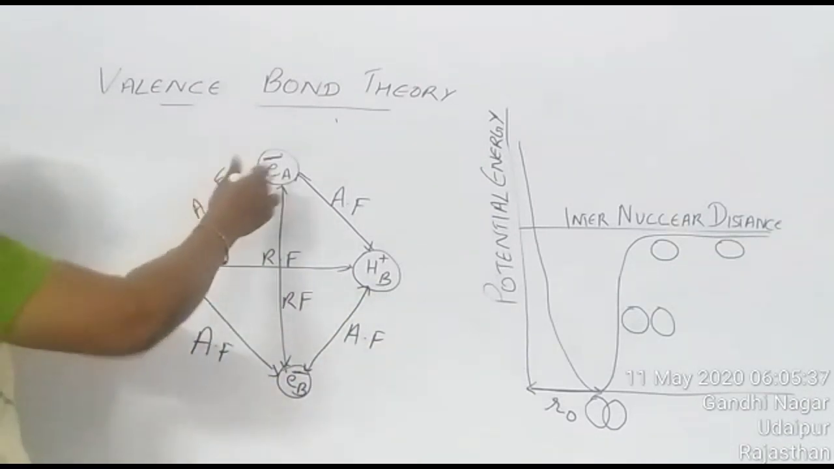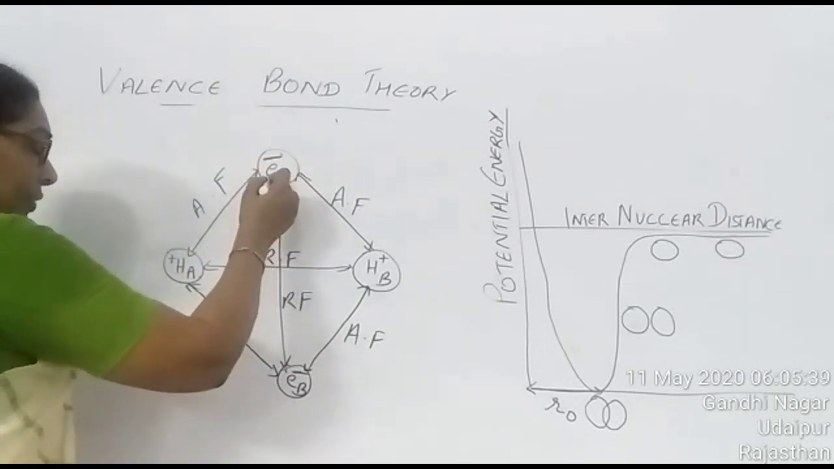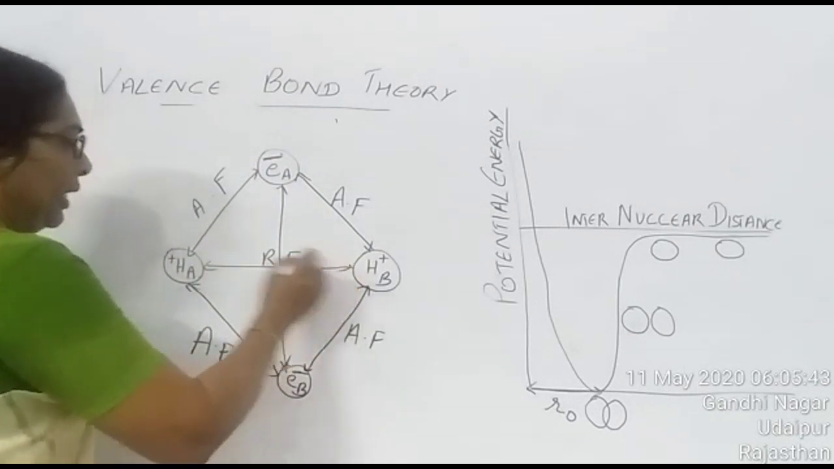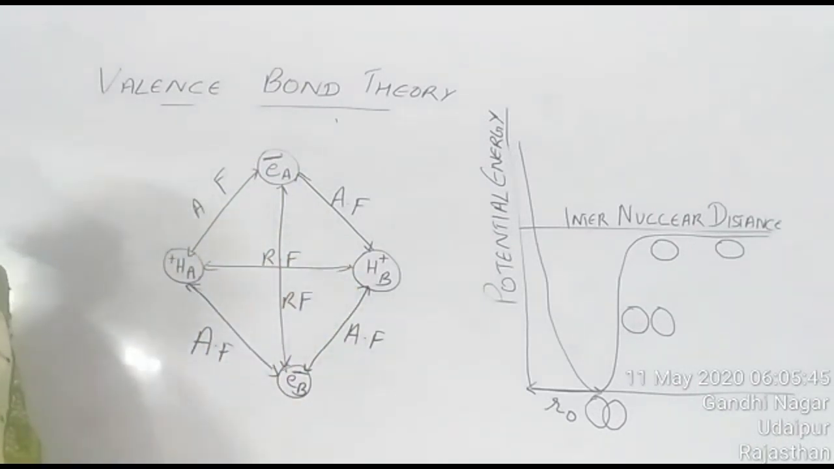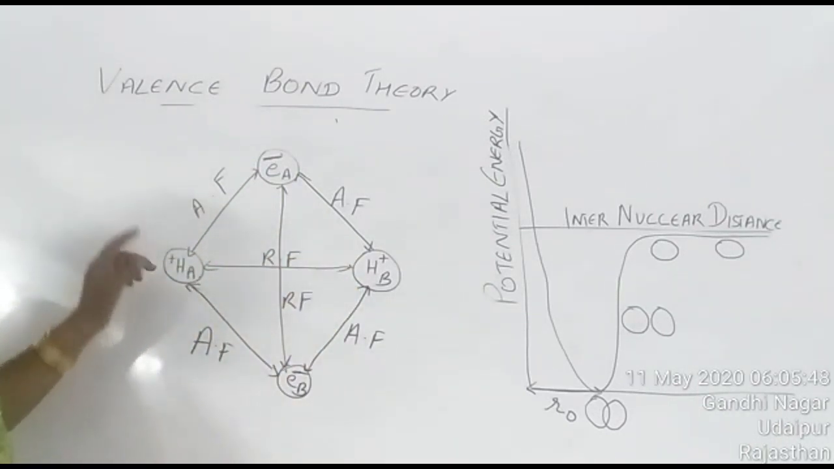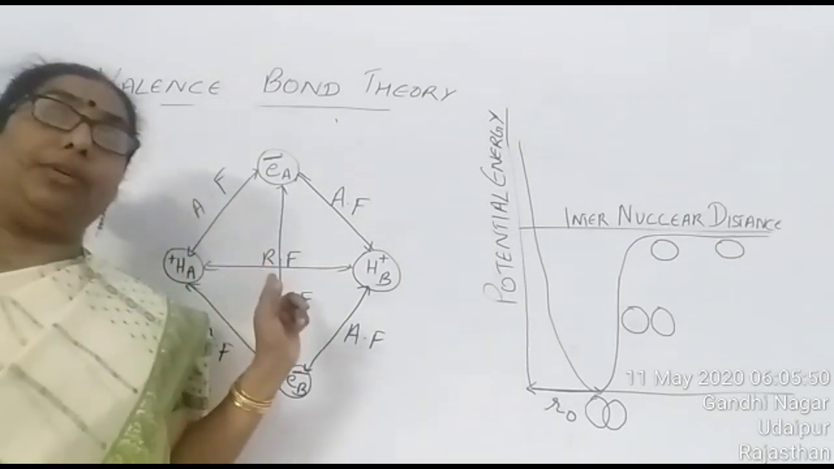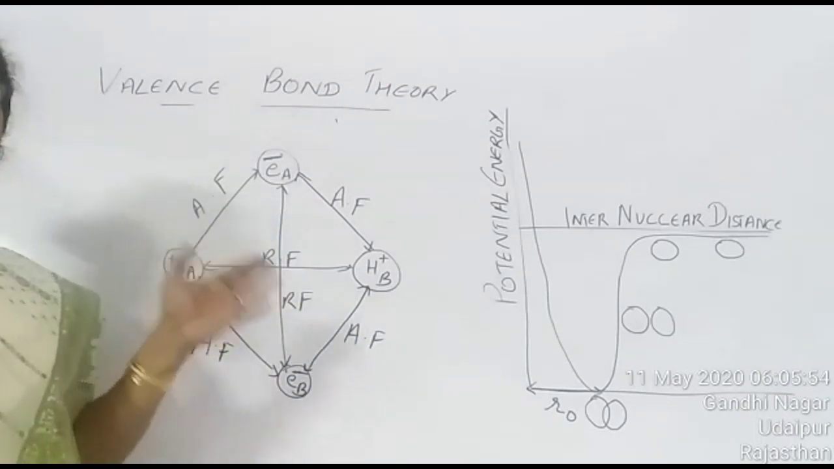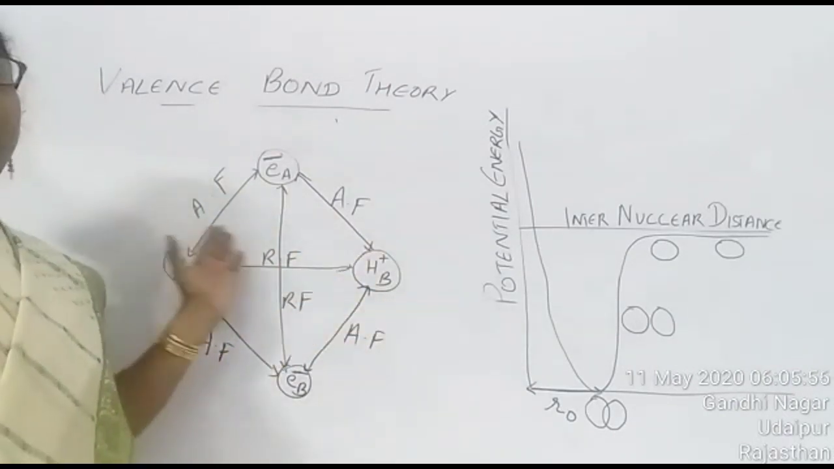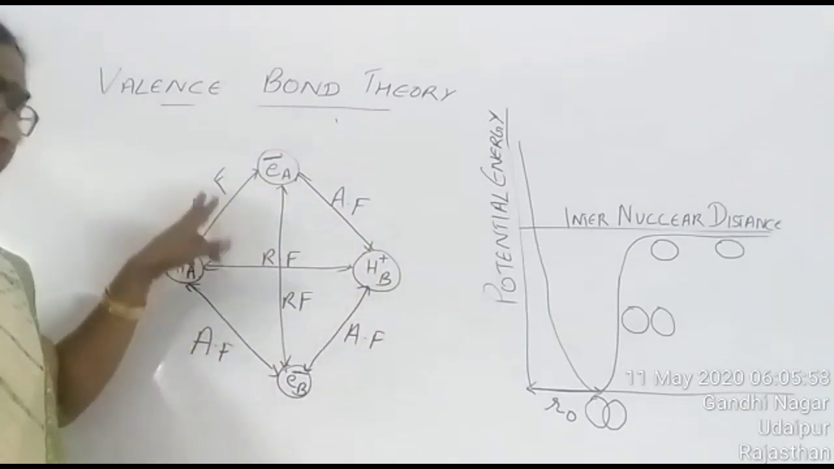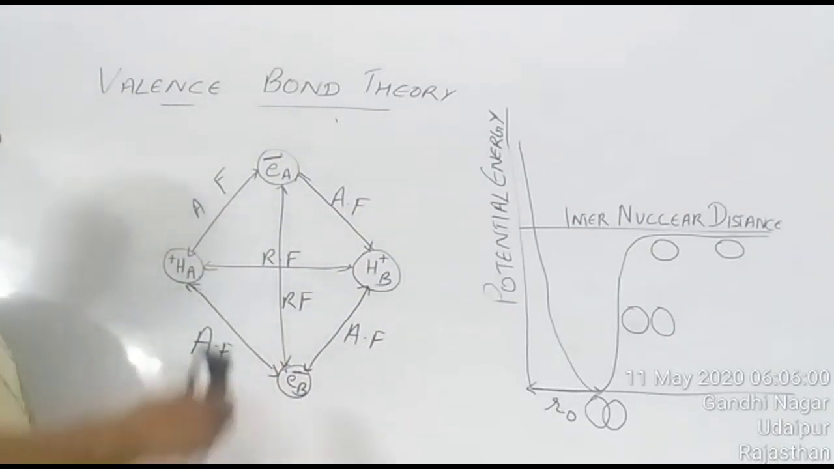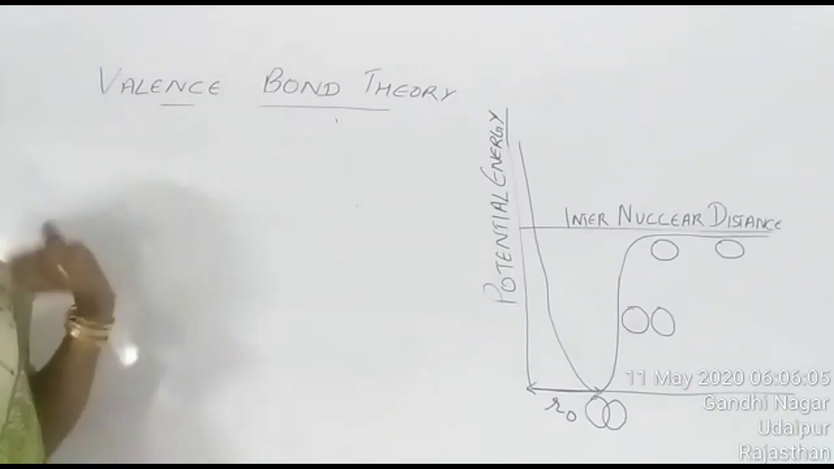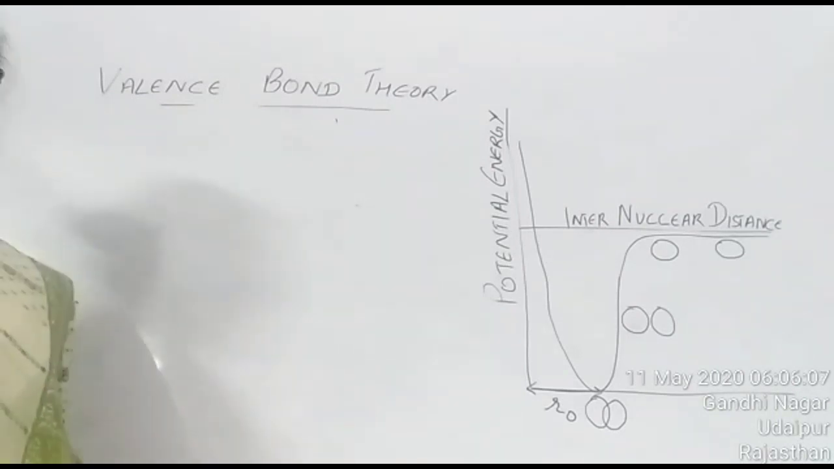But once this happens, you can see that between the electrons there is a repulsive force, and between the nuclei again a repulsive force. Is it clear, children? You know, in the beginning, the magnitude of the attractive force is stronger than the magnitude of the repulsive force. Is it clear, this diagram? So we can say that the magnitude of attractive force is stronger than the magnitude of repulsive force.